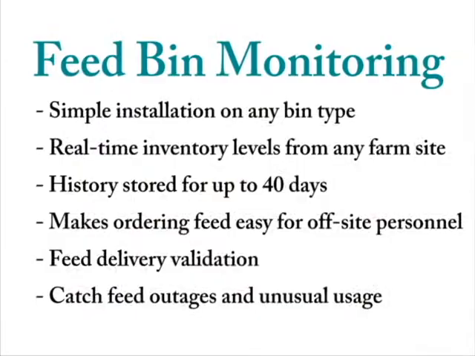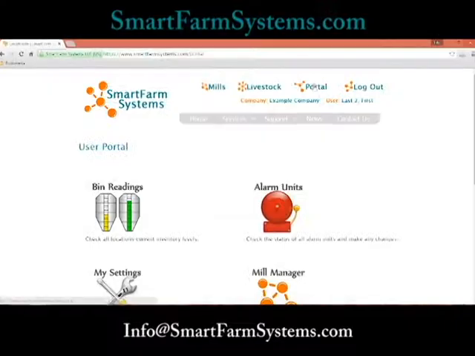Feed bin monitoring is the first service I'll go over today. Some basic overviews of it. It's a very simple installation on any bin type. Allows for real-time inventory levels from any farm site that it's installed. Stores up to 40 days of history. Makes for ordering feed off-site very easy. Allows for feed delivery validation. And also catches feed outages and unusual usage.